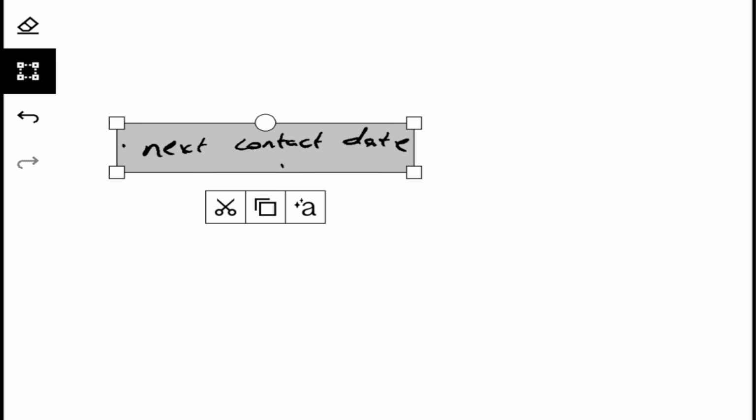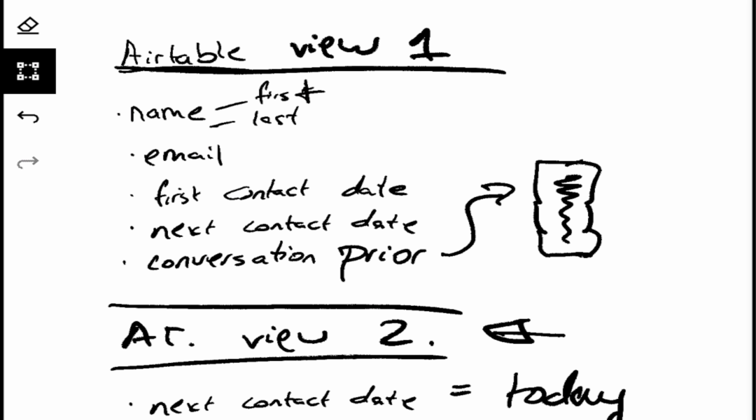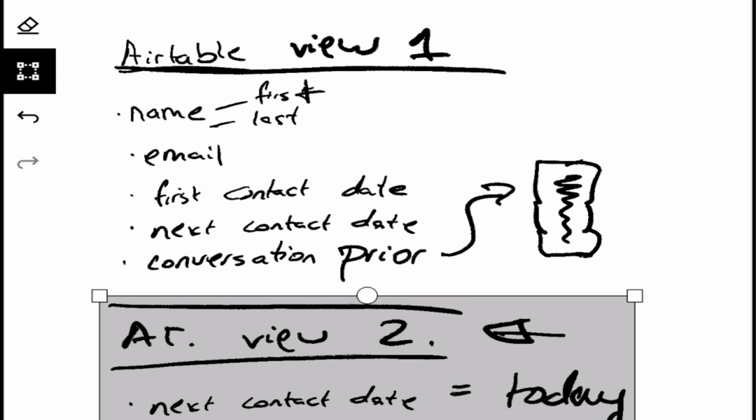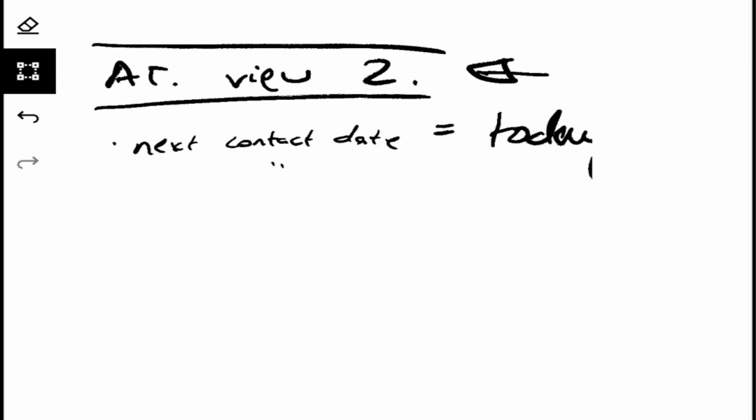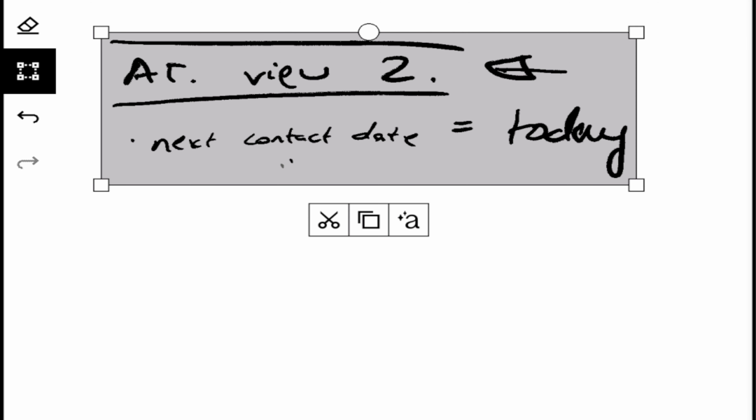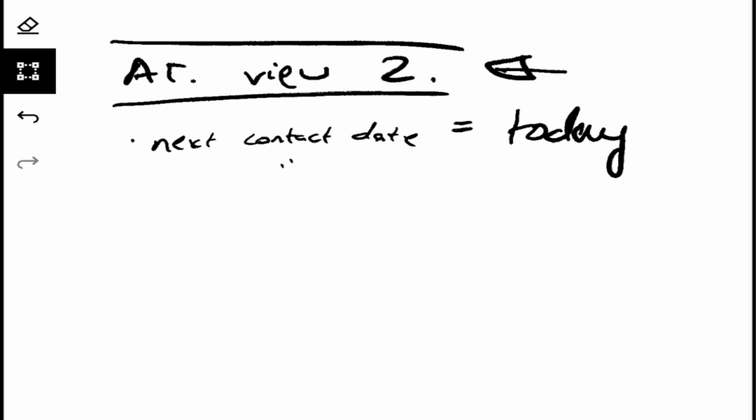Okay, not sure what I just did there. Let's go back here. Just want to grab this, remove it from here, and paste it in here. So in this Airtable view 2, first of all, this will be when the next contact date is equal to today. So that is what will define Airtable view 2. That's the first thing.